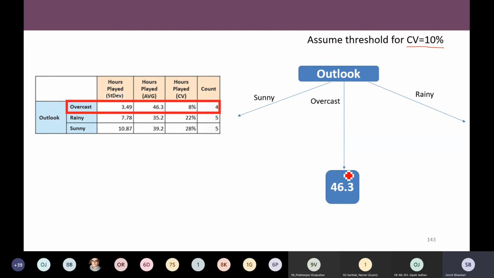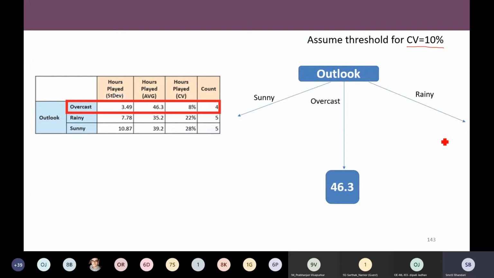And that is why we come to the leaf node. In this leaf node, we have the average value 46.3. But if we look at these two branches, sunny and rainy, what is the CV value? It is 22% and 28%. Obviously these two values are greater than our threshold of 10%, meaning these two branches need to expand further.